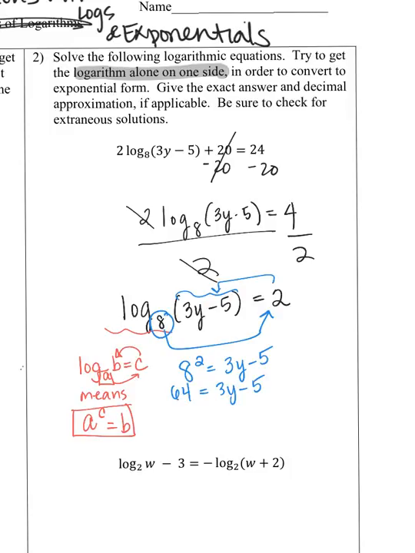So we try and get y alone, just a linear equation here. Add 5 over, we get 69 is equal to 3y. Divide by 3. We get that y is equal to 23.